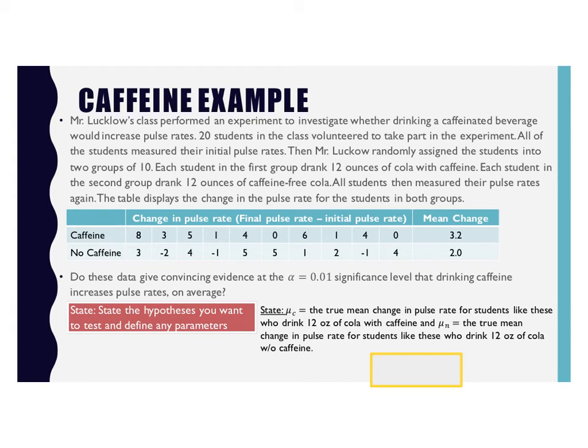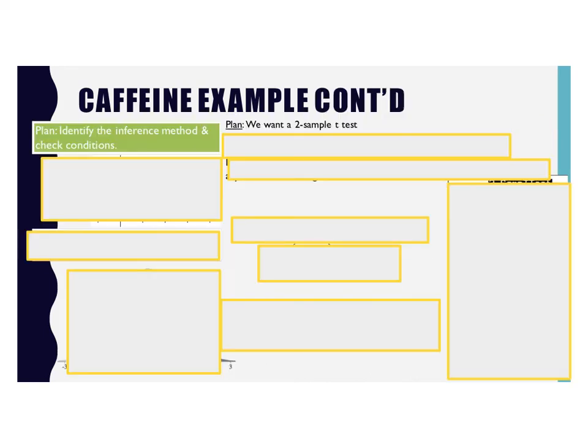Now, remember in our null, we always assume there's no difference. So our null is mu sub c minus mu sub n is 0. And if I think, in the story, that drinking a caffeinated beverage would increase pulse rates, we're going to use a greater than sign for our alternative. So our plan is that we want a 2-sample t-test.